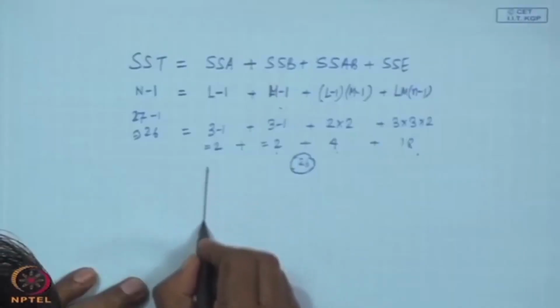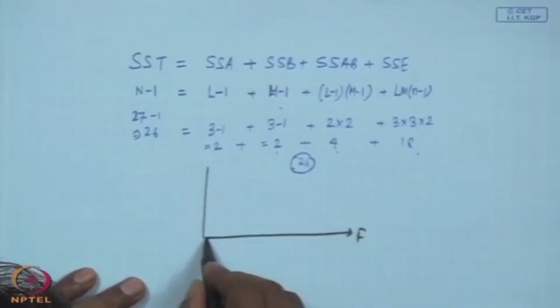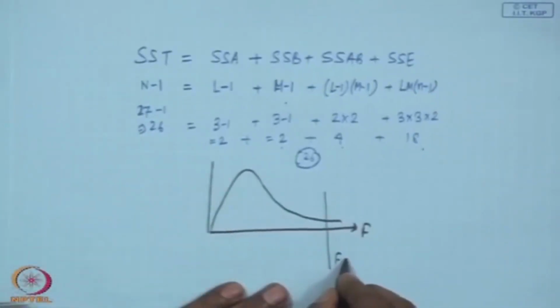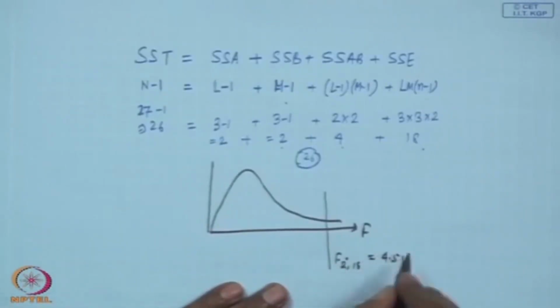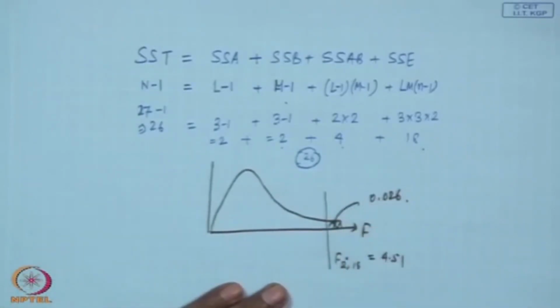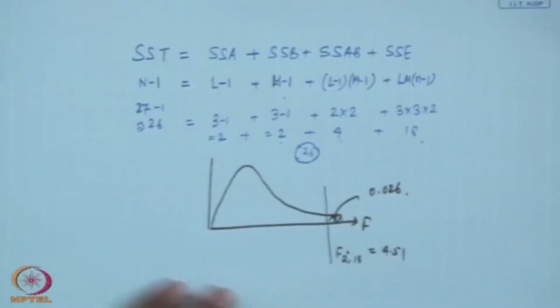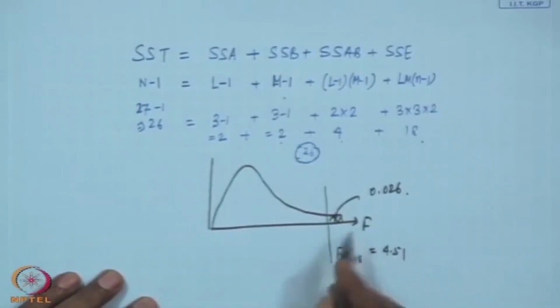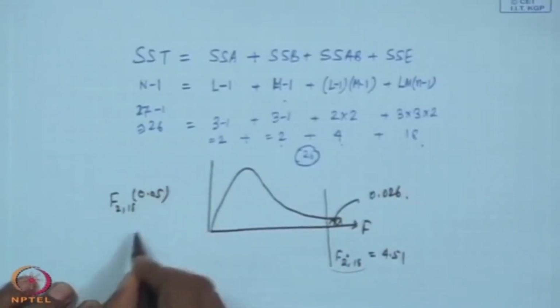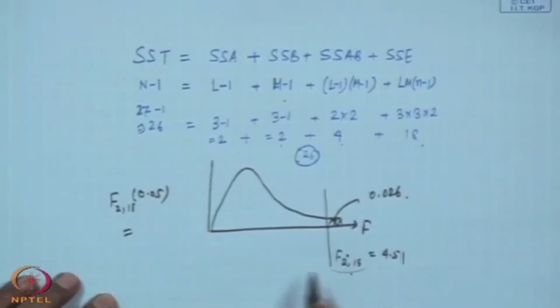Okay. So, in all cases, this is F, and we find out the F value. Suppose F(2,18) is 4.51, then this probability value is 0.026. This is the meaning. So, there are two ways you can do it. One is you fix one alpha value and then find out what the F value will be for that alpha. Suppose you take F(2,18) at 0.05, you will get a certain value, and definitely that value will be less than this value, that is 4.51.